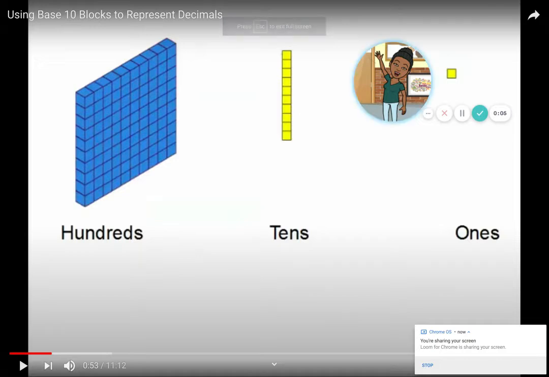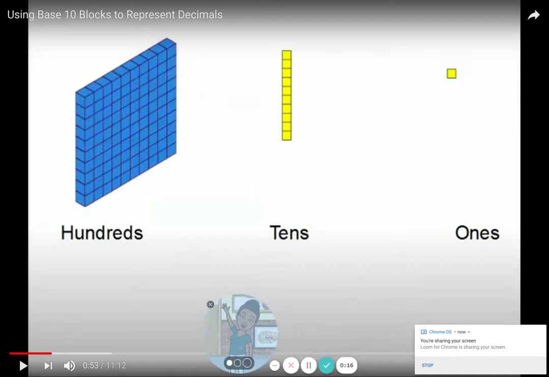Part 2. You have your place value chart for decimals. Now we are going to discuss how we can use our base 10 blocks to represent decimals. Remember these blocks from last year?